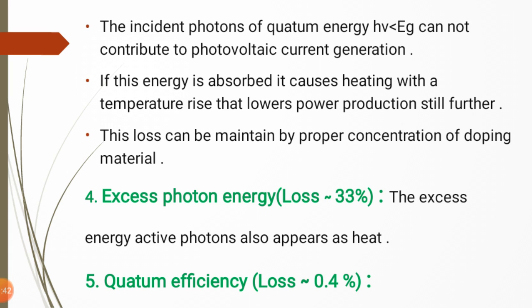That means if the photon has an energy larger than the band gap of that particular semiconductor, these photons also cannot be absorbed by that electron, so it also contributes to the heat production in the solar cell, which is not good for the efficiency of the solar cell. So this introduces losses of about 33%.